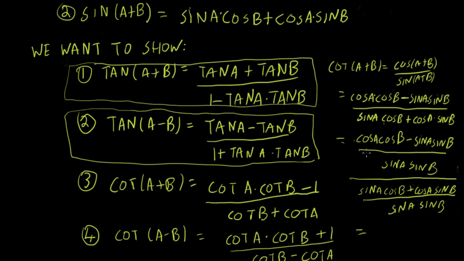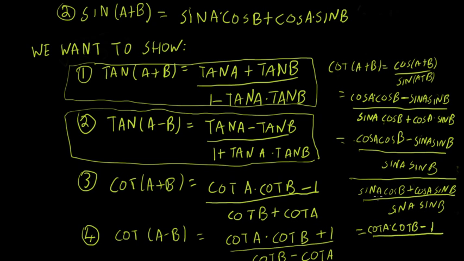This numerator here of the complex fraction, cosine a over sine a is cotangent of a. Cosine b over sine b is cotangent of b. So we have the cotangent of a times the cotangent of b. Sine of a over sine a is 1. Sine b over sine b is 1. So minus 1.